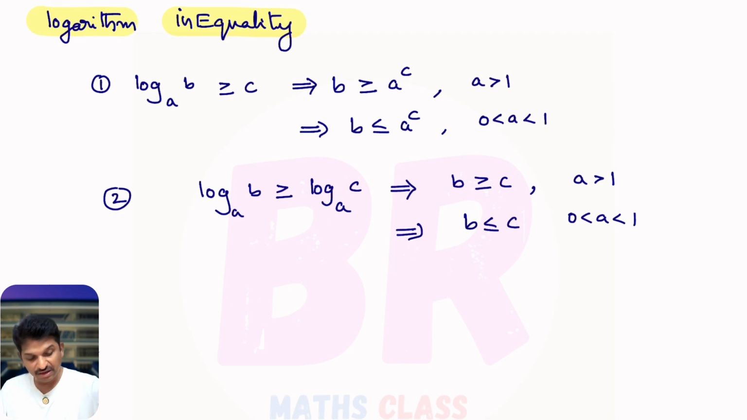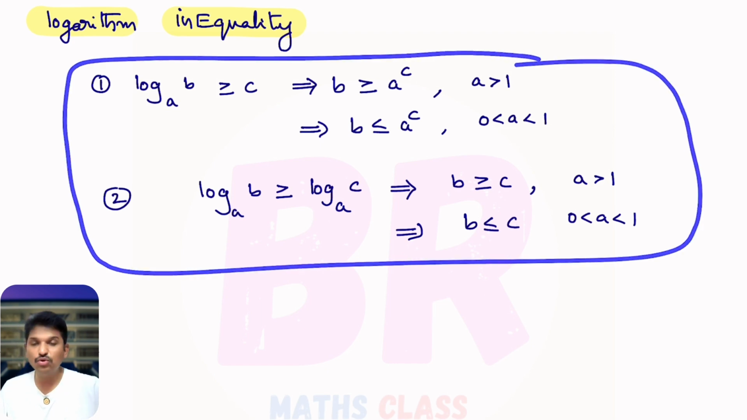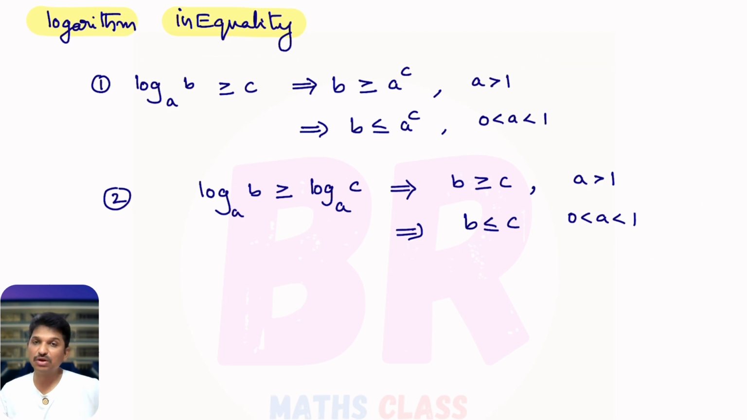So these are the things you must know, right, from logarithmic inequalities. If equal is there, see here, suppose here equal is there, then what you will write? b equal to a power c you will write directly. But when inequality is there, you cannot write like that directly with the same inequality sign. You need to check that a is greater than 1 or a is in between 0 and 1. And you know this base value cannot be equal to 1.